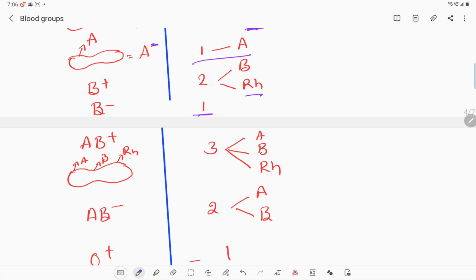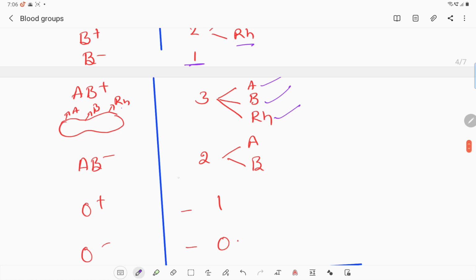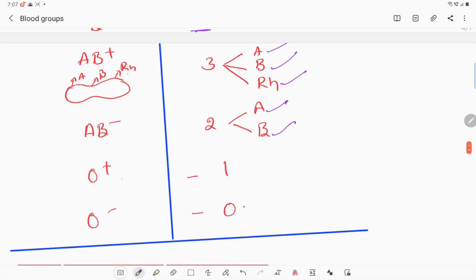So how many antigens are present in AB positive blood group? Three: A antigen, B antigen and Rh antigen. In AB negative there are only two, that is A antigen and B antigen. Rh antigen is absent. In O positive only Rh antigen is present, that is one. Only Rh is present. Okay, in O negative antigens are completely absent, so there are no antigens on the surface of RBC.